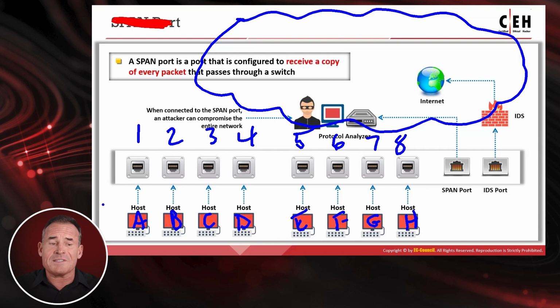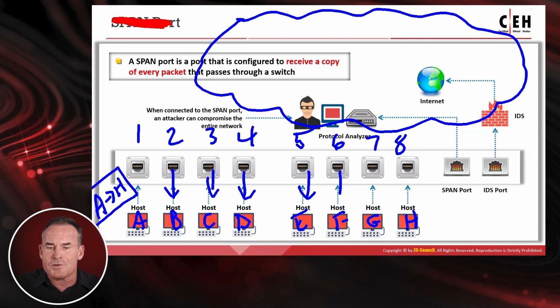All right, let's say that host A wants to send a packet to host H. So you get an A to H frame built. That hits the switch. The switch looks at the destination address of H, doesn't have anything in the CAM table. So it needs to send that frame out every port to ensure that the host receives its packet because it doesn't know where it is specifically.